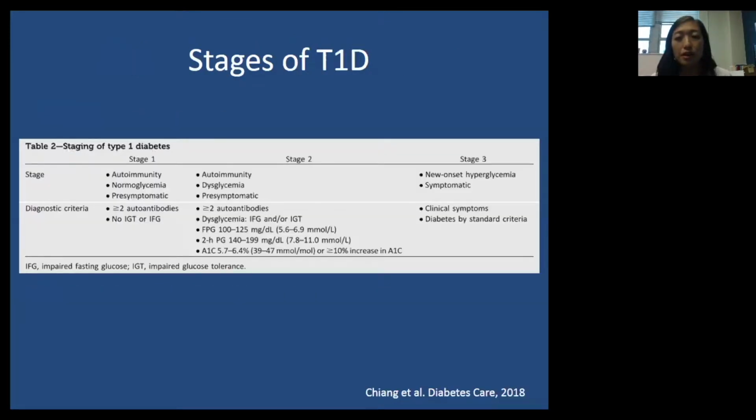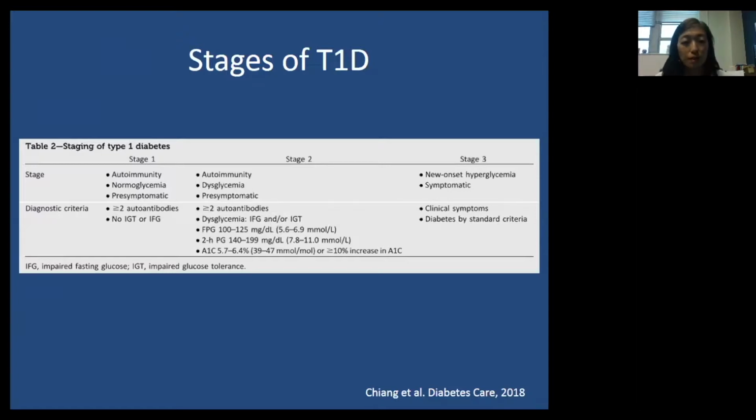So from here on out, I'm really going to go through the American Diabetes Association guidelines, as well as some other guidelines specific for children and adolescents with type 1 diabetes, looking at diagnosis, management, and complications. So first, we think about type 1 diabetes in terms of different stages of the disease process.